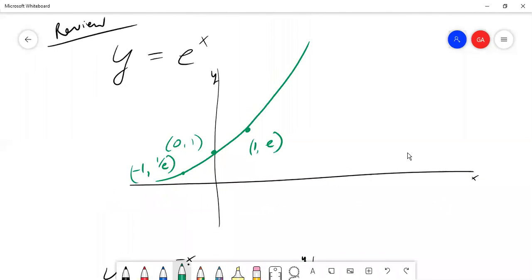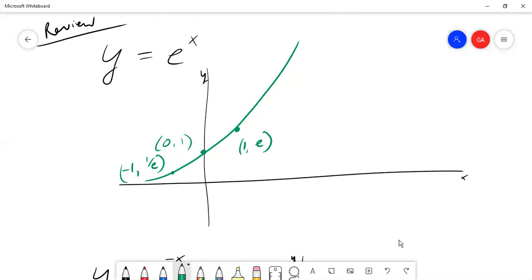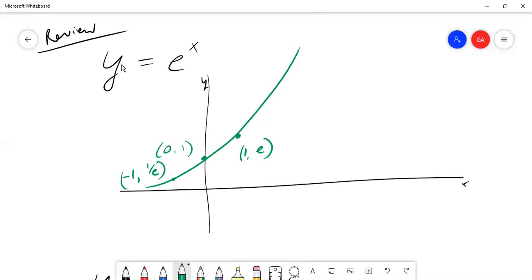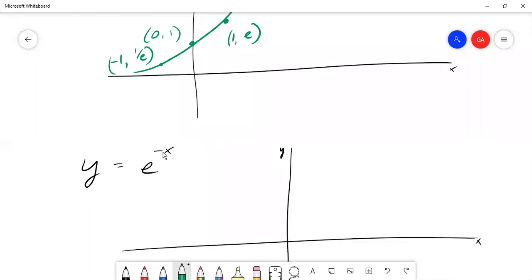This is really just the beginning of this lecture. I want to do this one example to give you a sneak peek for what's coming next week. So this is y equals e to the x. Now, what happens if I just added a minus sign to the x here?